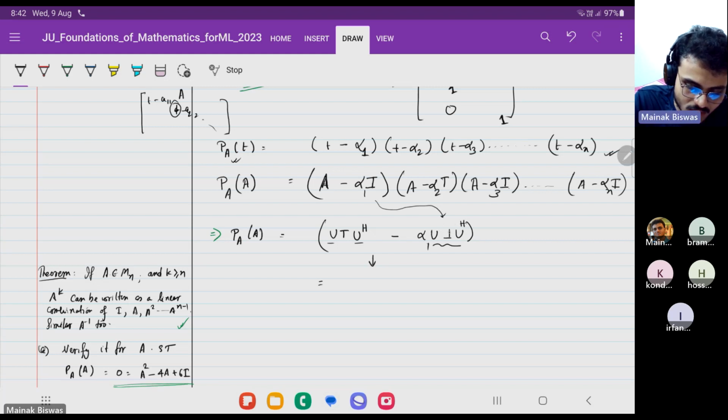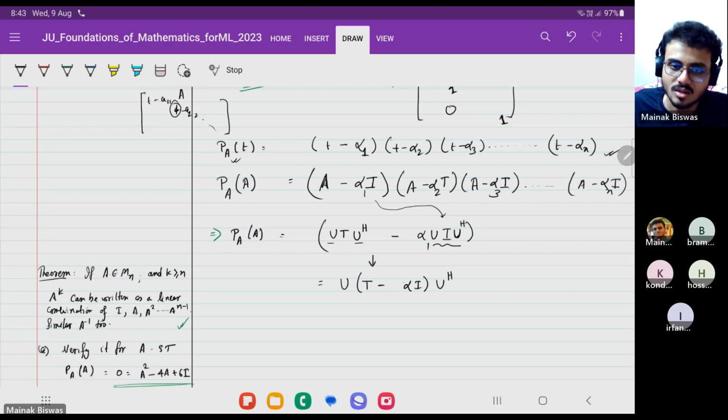Hello, am I audible? How can I factorize this so that I get something useful? So you see that I can write... Yeah, go ahead. We can get that I out. Yeah, because it's the identity matrix, we can get that I out. So you can write something like T minus alpha common, I, and U Hermitian, right?